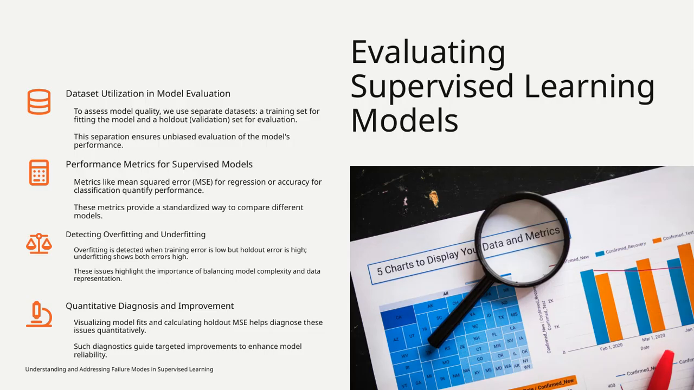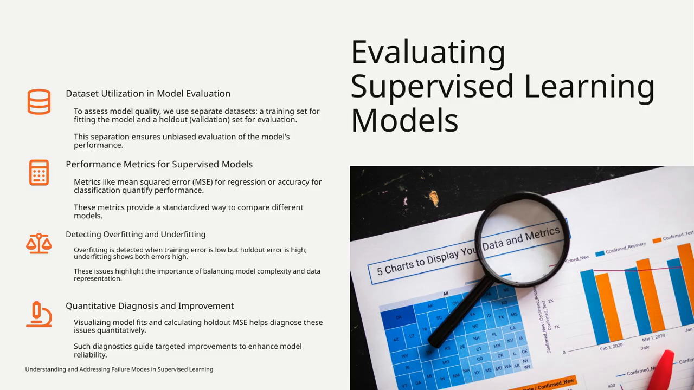Let's delve into understanding and addressing failure modes in supervised learning. First, when we evaluate our models, we need to use separate datasets. We typically split our data into a training set, which we use to fit or train the model, and a holdout or validation set, which is reserved for evaluation. This separation is crucial because it helps us assess the model's performance without bias, giving us a more honest picture of how it might perform on new, unseen data.